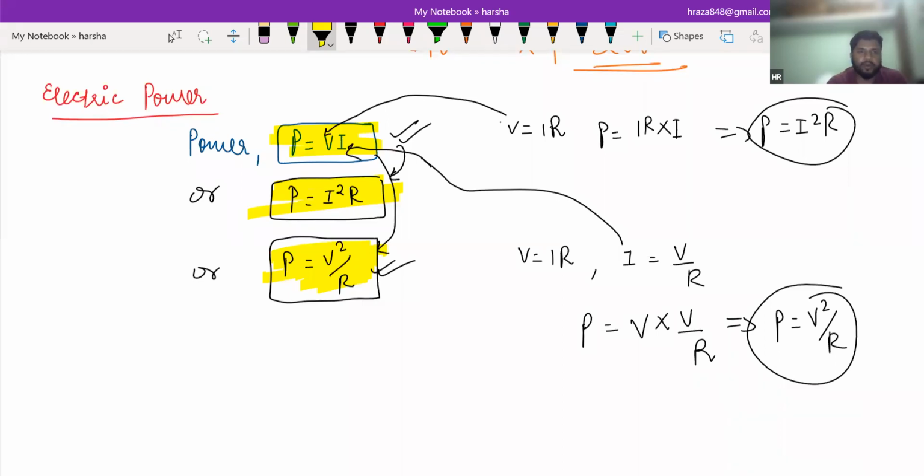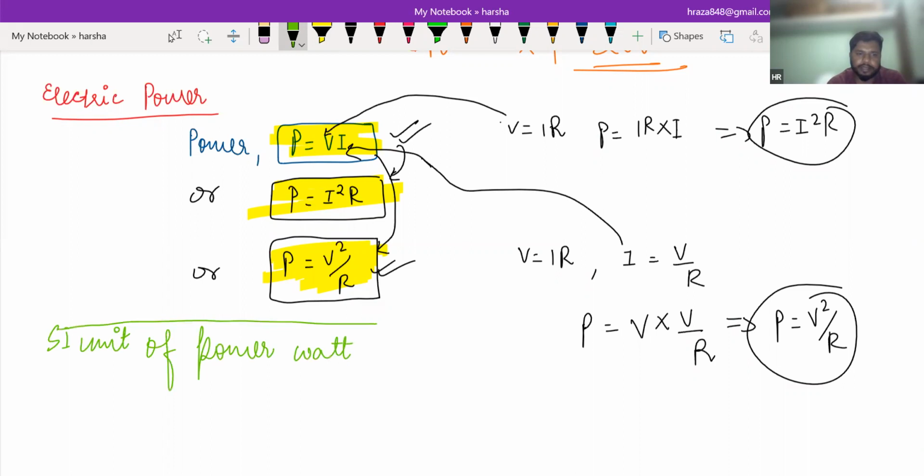And everyone should know what is the unit of power. Unit of power. Can anyone tell me? Watt. Unit of power is watt, and denoted by W.